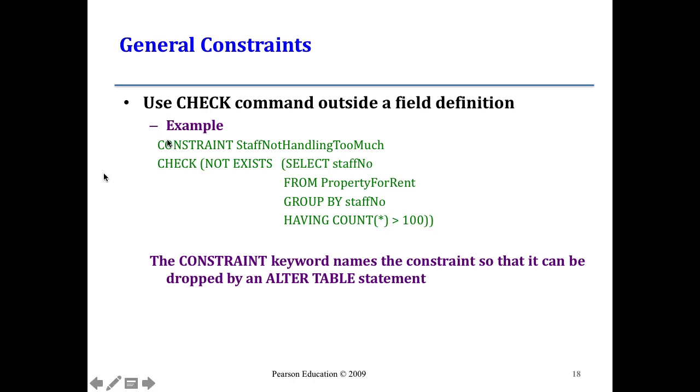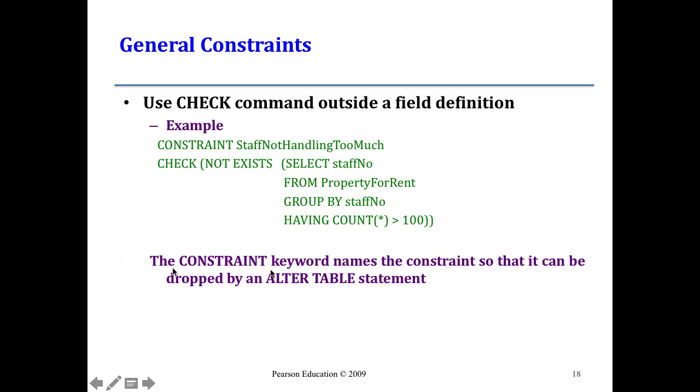You're allowed to name these checks by saying constraint, staff not handling too much, and that will allow us to drop the constraint if we want. If you don't name the check, there's no way that you can later delete it because there's no way that you can access something that's unnamed. So if you want to give yourself the ability to delete a check, you need to name it. The way you name it is with the constraint keyword.